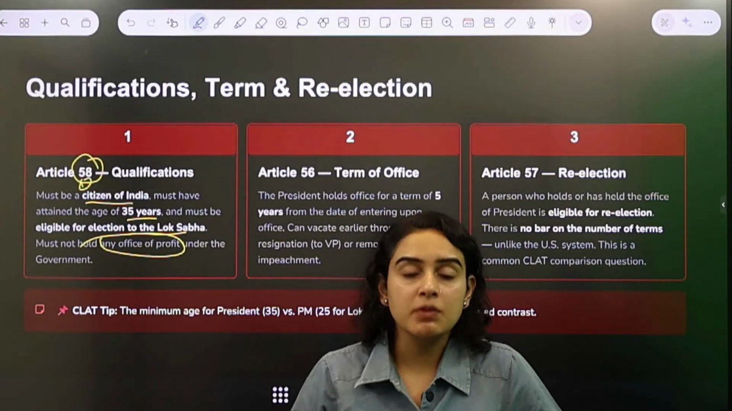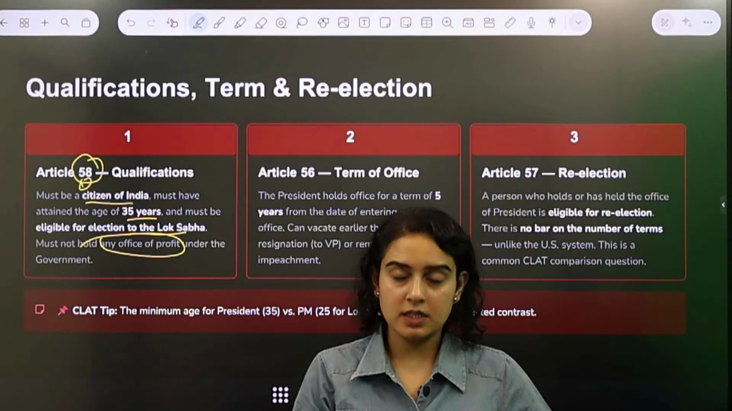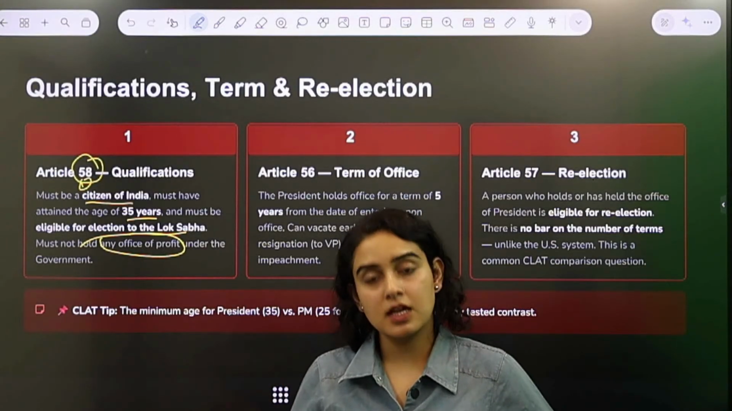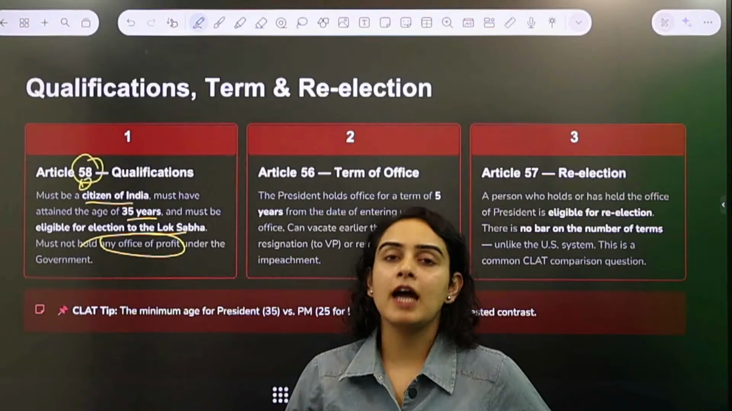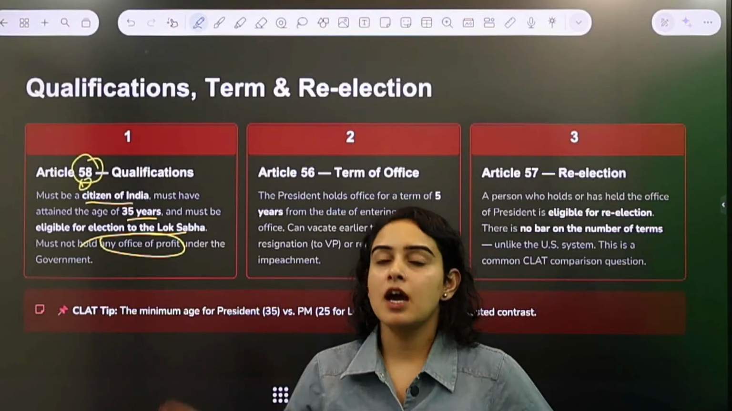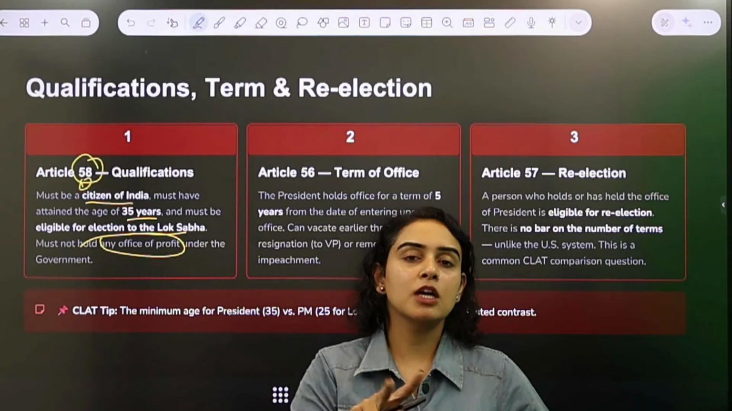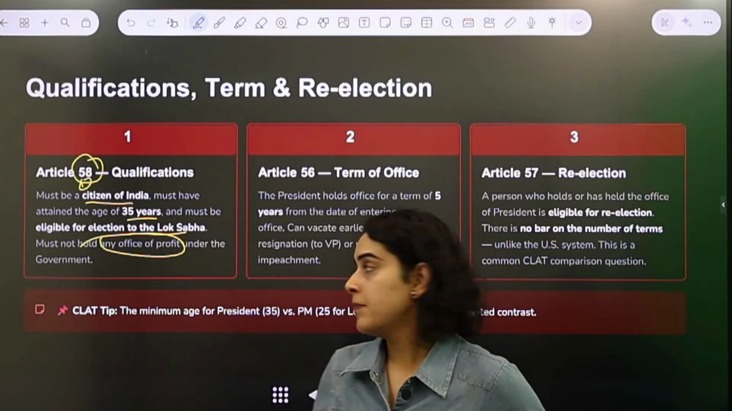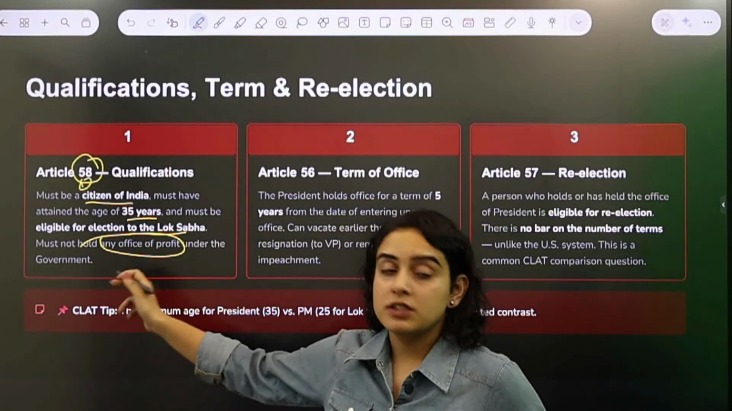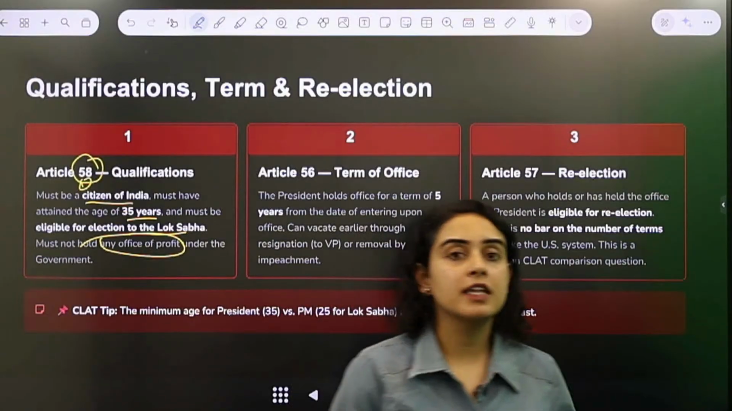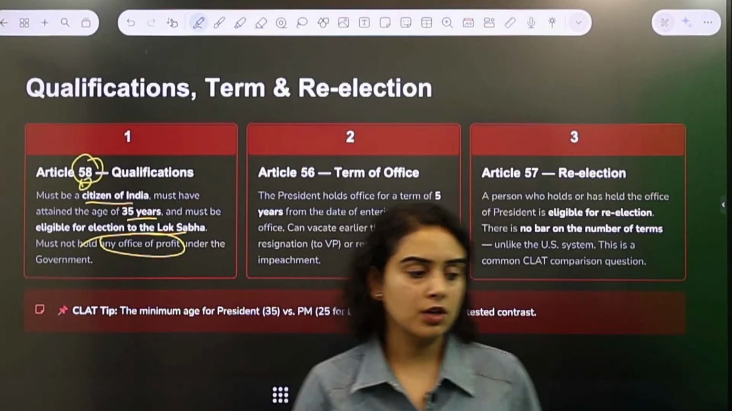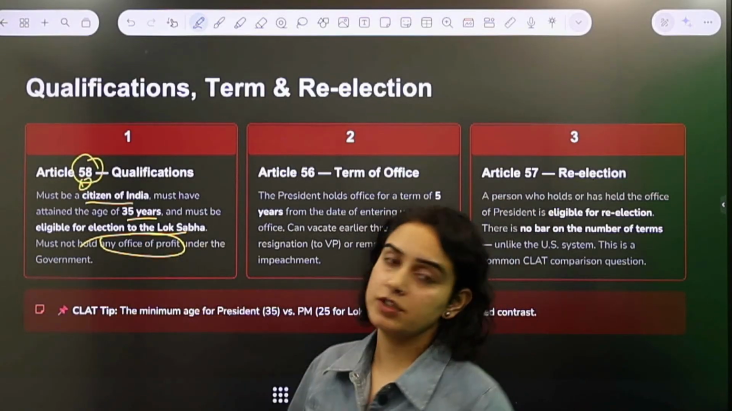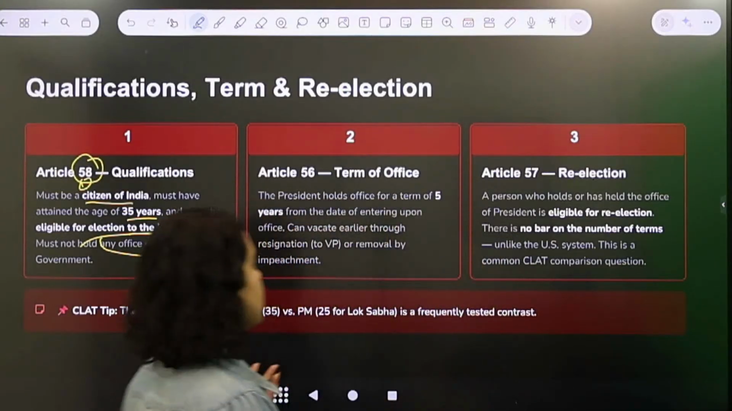If any government employee wants to become a president, he first of all has to resign from the government office that he is holding, and then he can contest the elections. Otherwise, he cannot. At the same time, he cannot hold two government positions. So he has to resign from his current government position and then can apply for the elections, can contest elections.